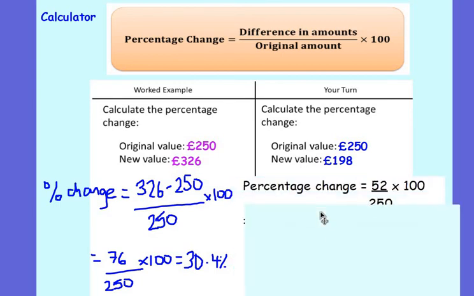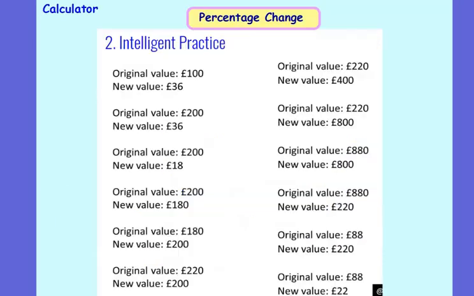And this is the answer I was looking for. The percentage change is the difference in amounts, which in this case is 52, divided by the original amount, which in this case was 250, multiplied by 100, which gives me 20.8%. Make sure you've got this example in your dark blue book for me. And when you've got that, can you pause the video for 10 to 15 minutes and work out these questions using a calculator? Pause the video in your light blue books, have a go at that now.